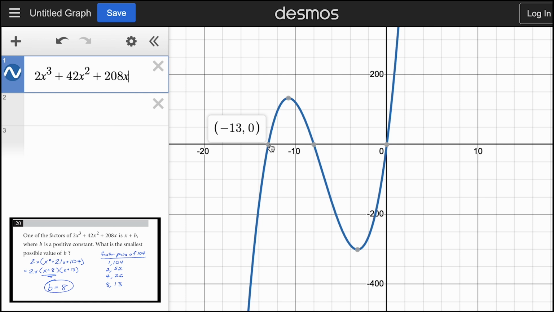The danger here is that a lot of people will mistakenly say the answer is 13, since -13 is less than -8. So there's a moral to the story here. Desmos can speed up your work, but you'll still need to understand the underlying theory, just like students did in the old days when Desmos wasn't an option.